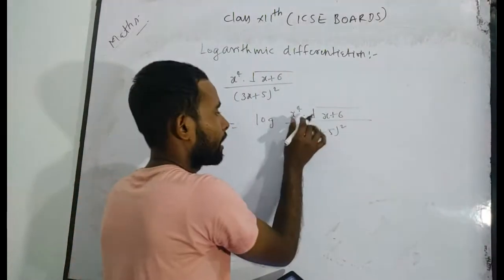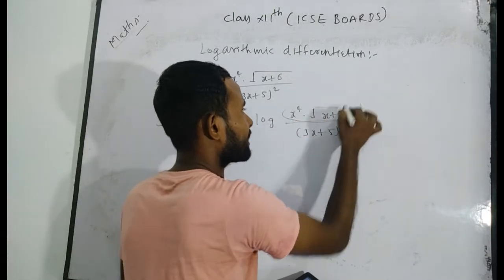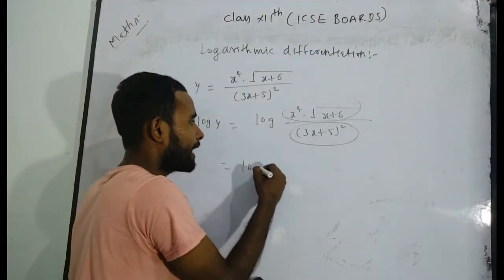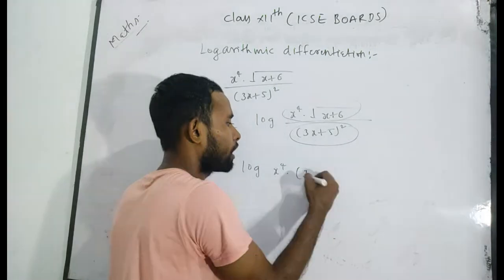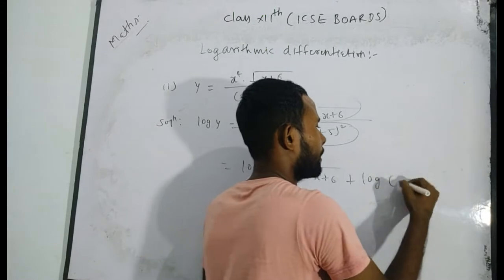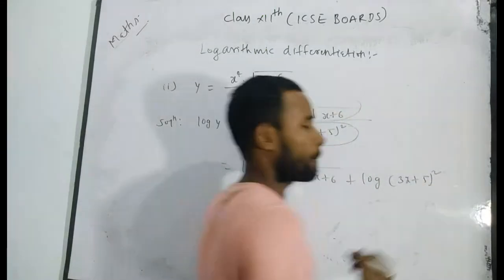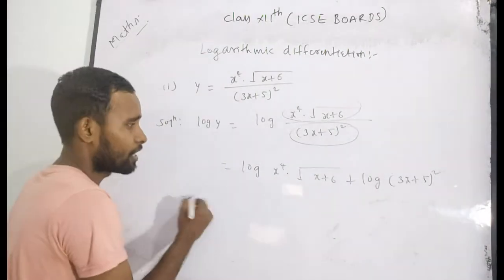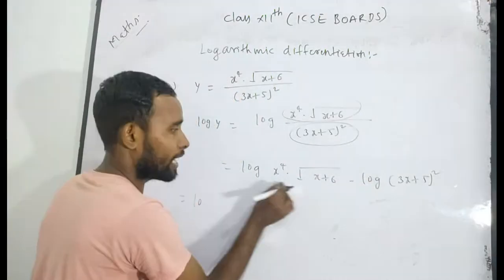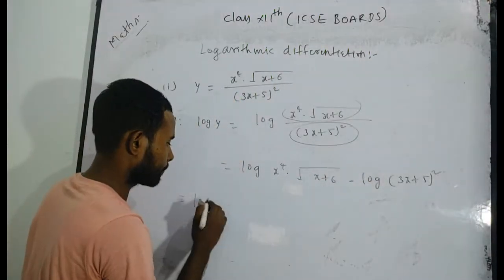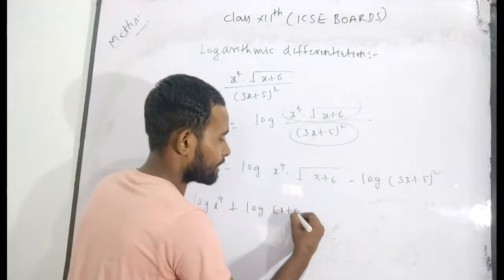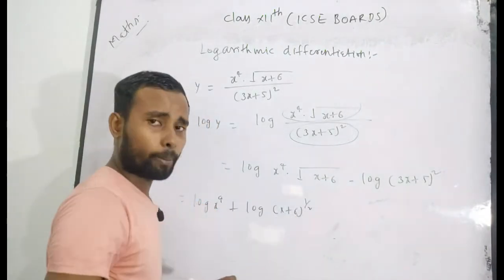As you know, suppose that this is a, this is b. In that case it becomes log a by b. And simply you can write log a, that means x to the power 4 into root (x+6), minus log b, that means log (3x+5) whole square. I think you understand. Again, log a into b will be log a plus log b. So it will be log x to the power 4 plus log (x+6) to the power 1 by 2, because root represents the power 1 by 2.